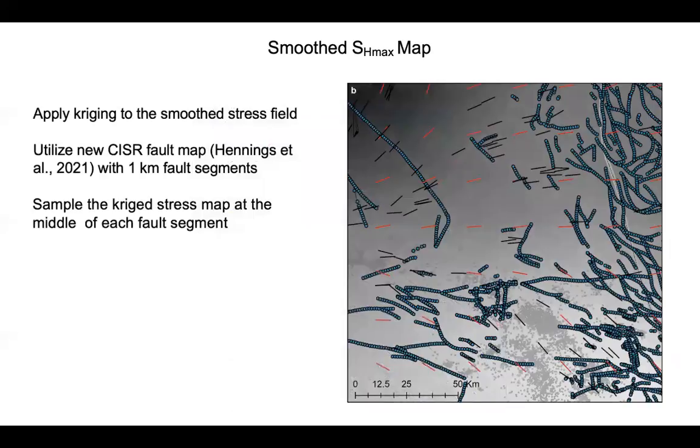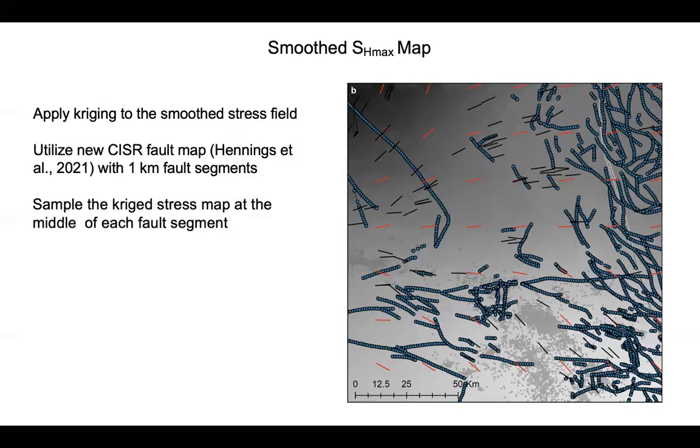The next step is to smooth the grid, and we do it with ArcGIS, and that's the grayscale map that you can see here. In the next step, we took the fault map. In this case, we took the new fault maps of the Delaware Basin by Hennings et al. Also, you can download this map from the CSEG website. And we split the faults into segments of 1 kilometer and sample the stress orientation map in the middle of each segment.